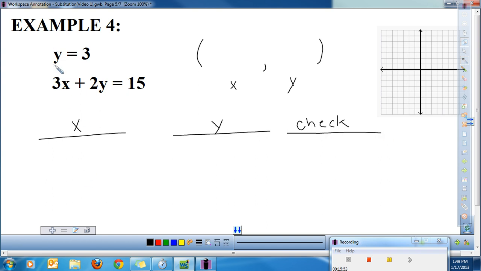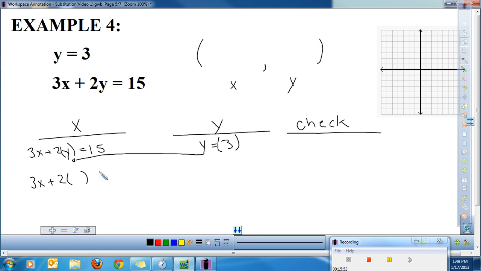I'm going to look which one of these is solved for a variable. Well, y is solved for 3, so I know that y is 3. I'm going to rewrite my other equation underneath. Now I'm going to go ahead and substitute in my value for y. So I know that y is 3, and I can put this y in for this y using parentheses. So I have 3x plus 2 parentheses equals 15. Y is 3, so I'm going to put 3 in for y.